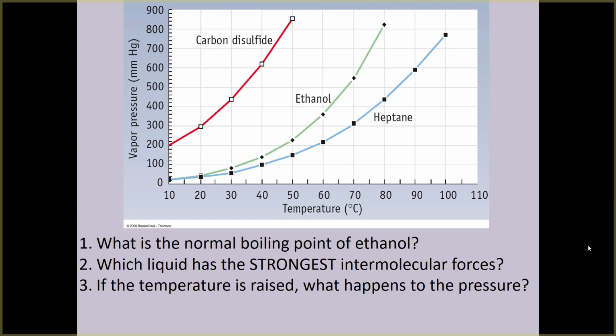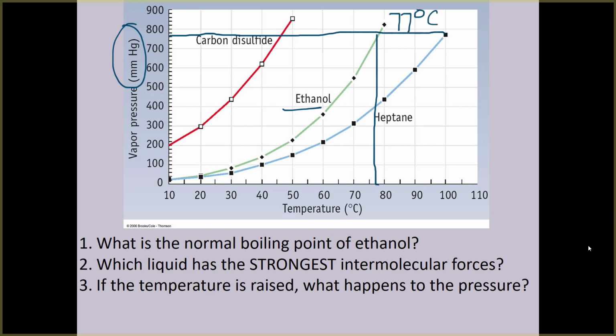Okay, we're back. So question number 1, what is the normal boiling point of ethanol? So ethanol is right here in the green. To find the normal boiling point, I have to find the atmospheric pressure. And the normal atmospheric pressure, this one here is measured in millimeters of mercury. So that'd be 760 torr, or excuse me, 760 millimeters of mercury. So just kind of drawing that line across, right where it crosses, I'm going to read this down. So the normal boiling point is, I'm going to say, like 77 degrees. So something like that. So anything close to that.